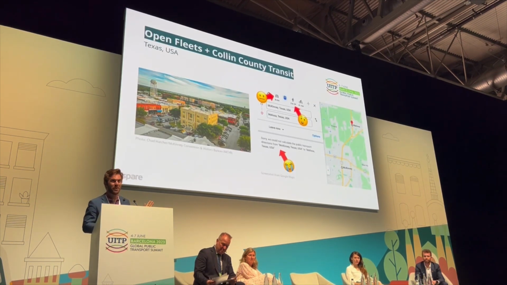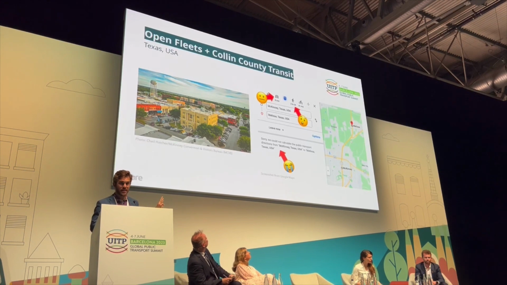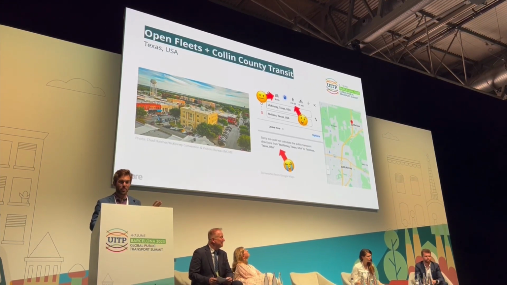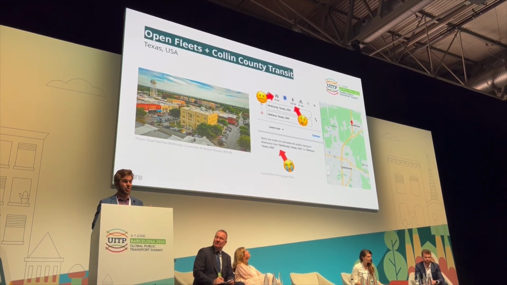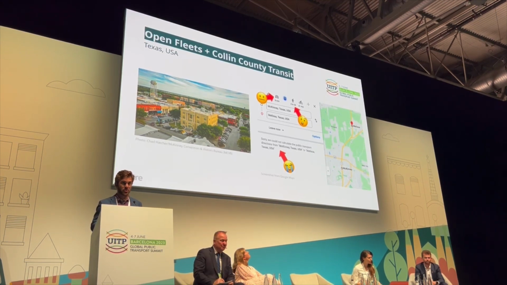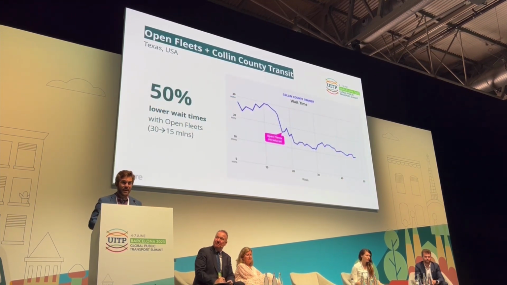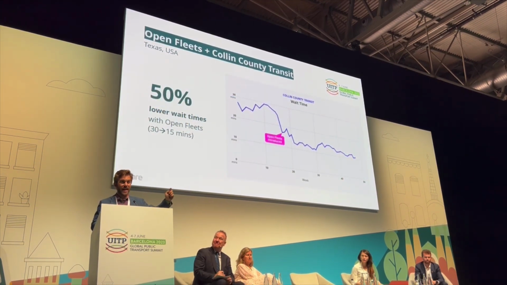And I'll give an example, one of my favorite examples actually, from Collin County Transit, which is in Texas in the US. And this screenshot from Google gets at the nub of the problem. In a city like this, these two destinations are separated by 8 minutes of driving, 2.5 hours of walking, not that you'd want to do that in the Texan heat, and 0 public transit options. So we worked at Collin County Transit to introduce a DRT system, a microtransit system as it's known, but then introduced Open Fleets 18 weeks later.